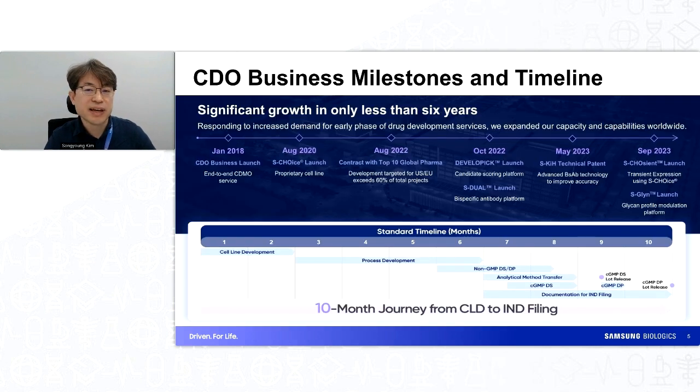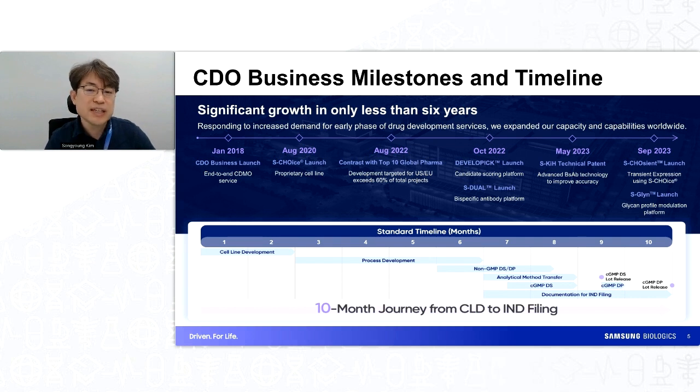Samsung Biologics began CDO services in 2018 and has shown remarkable growth, providing our services to over 90 clients with proven quality. At the beginning, we solely focused on cell line, process, formulation, and method development. But then we realized that many of our clients would value supporting services in late-stage discovery.